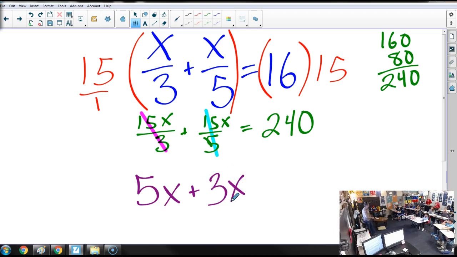This is 3x. When you go to do this multiplication, really, we're dividing, and then we want to multiply to jump through that step, because this is going to be a common multiple of our denominators, right? Because we found the common multiple. So this 15 divided by 3, this becomes 5x. 15 divided by 5, this becomes 3x. And then we do the multiplication over here and get the 240.